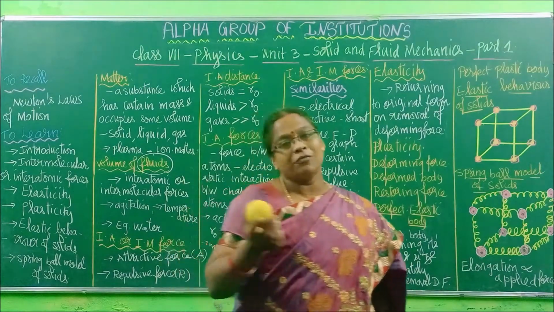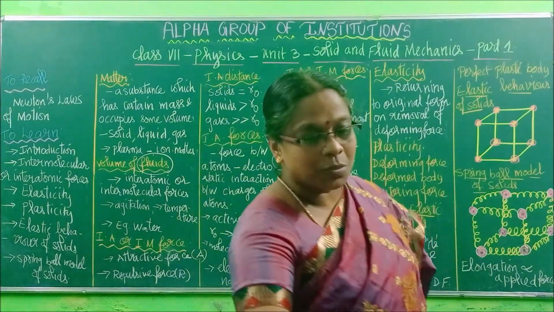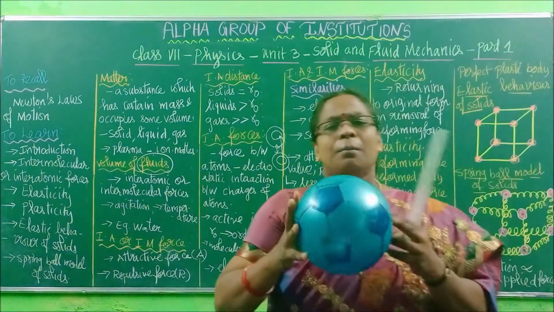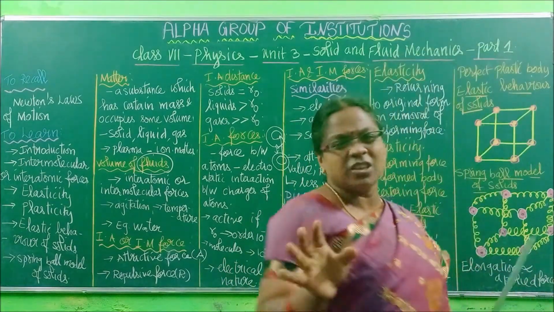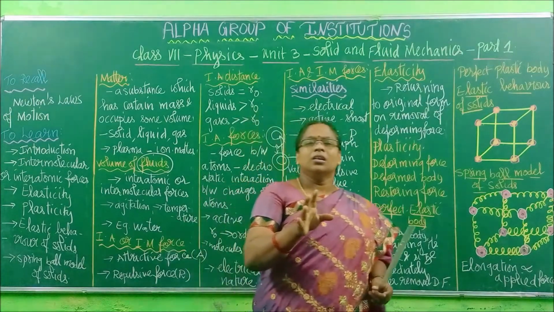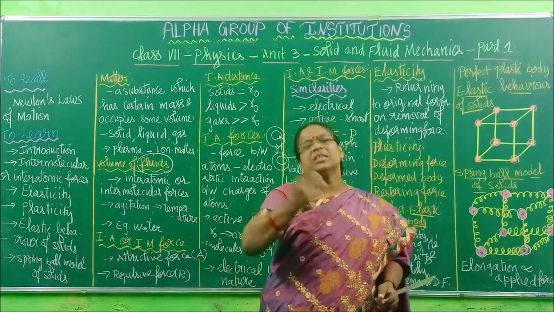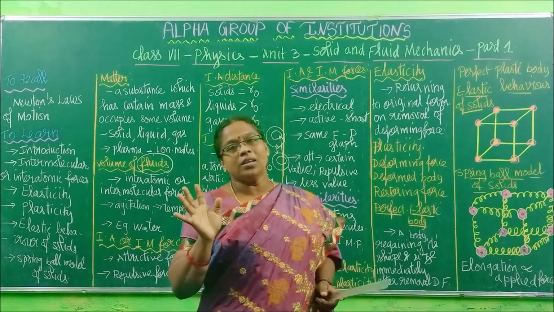Like the one small ball I told you, it is perfectly plastic. And this one is perfectly elastic. So little difference only, children. Elastic means normally it will come back. Perfect means immediately it will come back. So the timing alone is important.